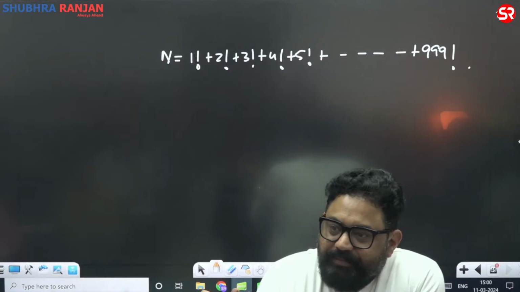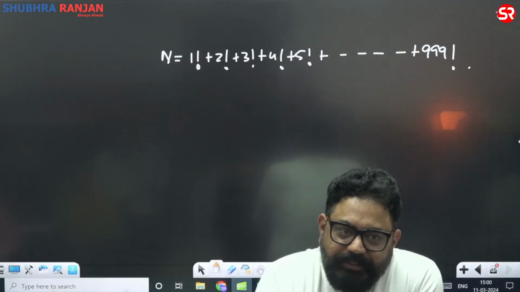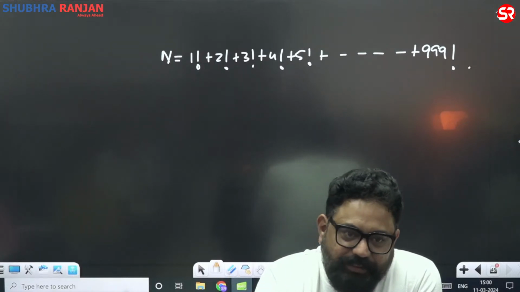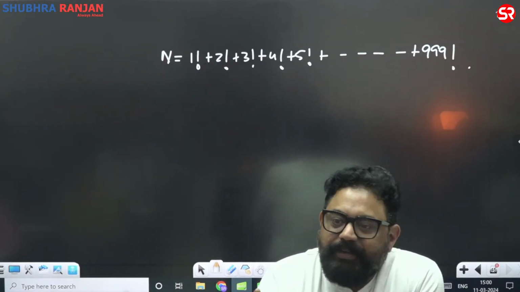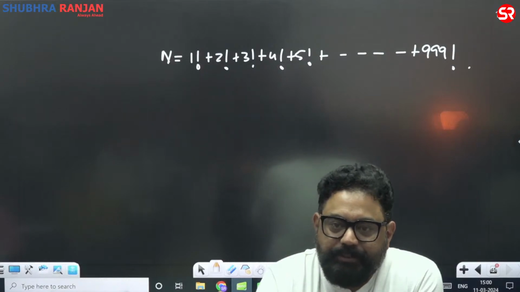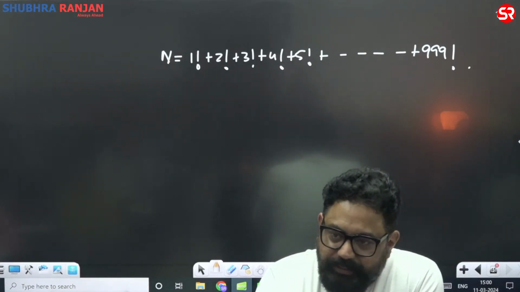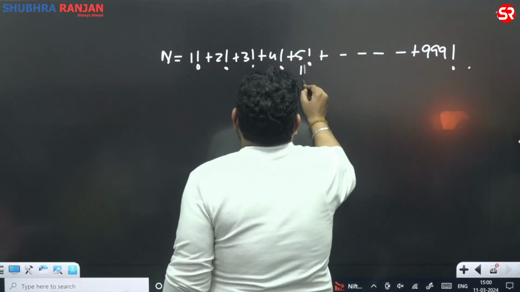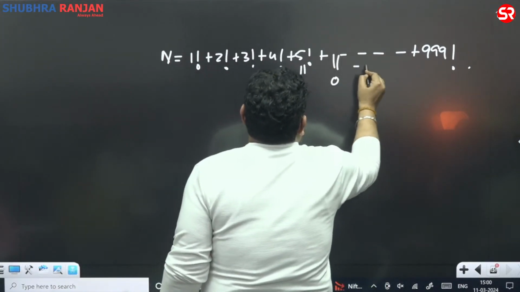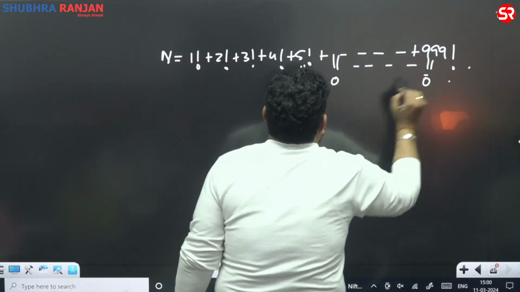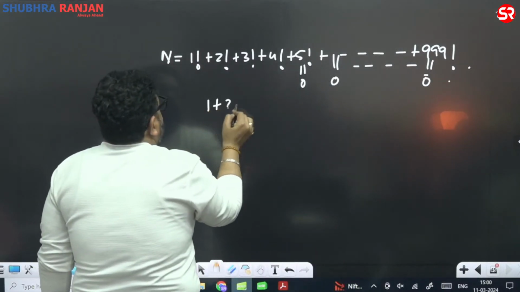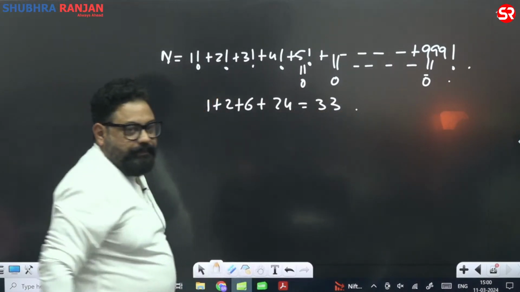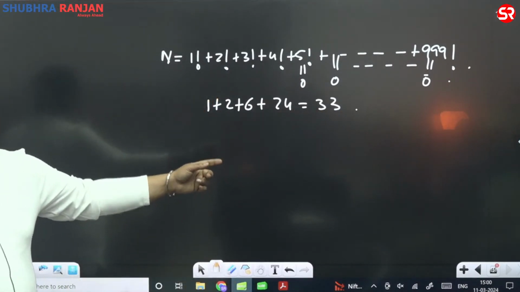Divided by 5. So 5 factorial is an exact multiple of 5. Remainder 0. 6 factorial would also be a multiple of 5. Why? 6 factorial is 6 into 5 into 4 into 3 into 2 into 1. Again, remainder 0. So basically, it's a bluff question again. This is going to give you remainder 0. This is going to give you remainder 0. All numbers are going to give you remainder 0. What is left? 1 factorial plus 2 factorial plus 6 plus 24, which is equal to 33. 33 when divided by 5, remainder is 3.